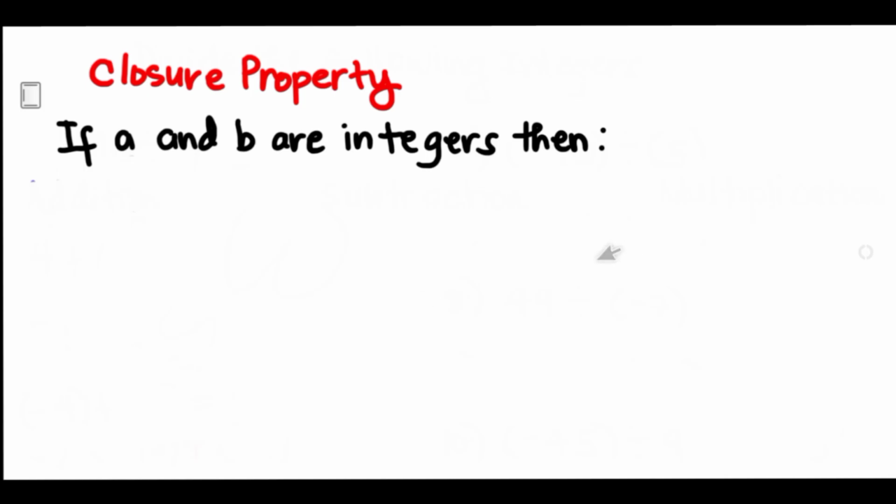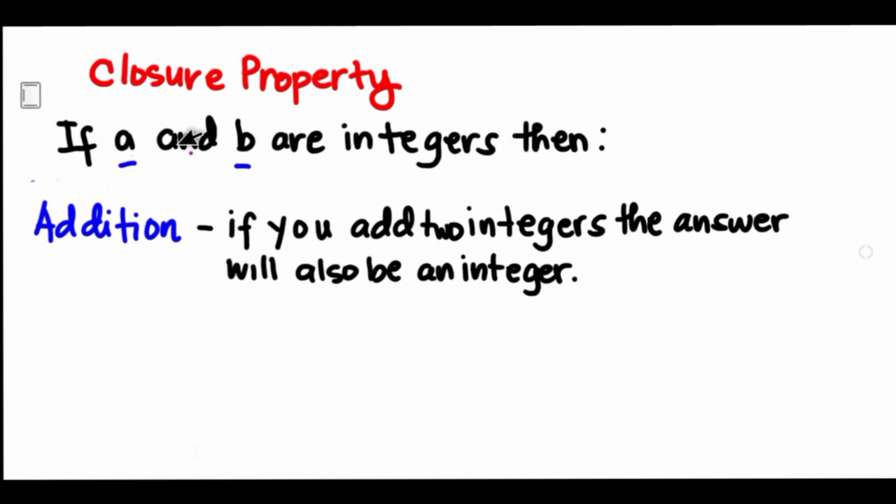So, let's have the first property of integers, closure property. So, pag sinabi natin closure property, let's say for example, we have A and B as integers. Then, under closure property, if you add two integers, the answer will also be an integer. So, kapag daw nag-add tayo ng dalawang integers, ang sagot ay integer pa din.